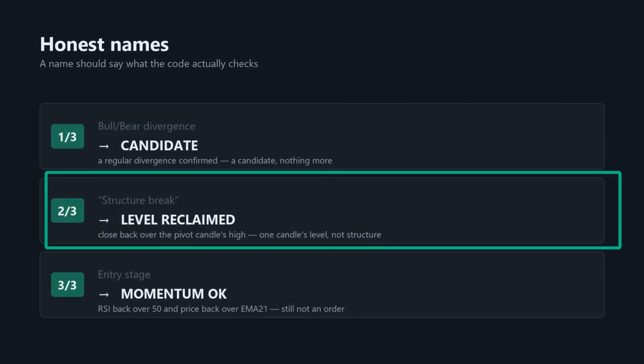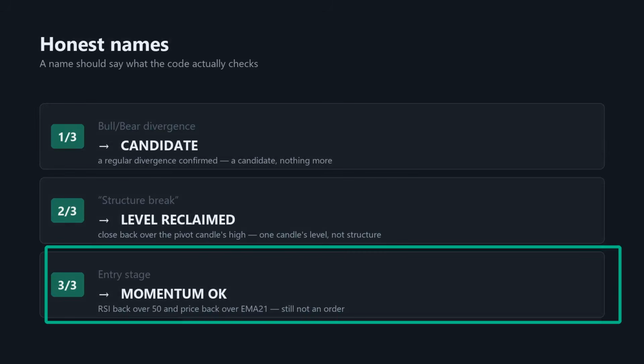2 of 3, level reclaimed. Price closed back above the pivot candle's high. The old version called this a structure break, but that's not what the code checks, so we renamed it to what it actually is. 1 candle's level reclaimed.